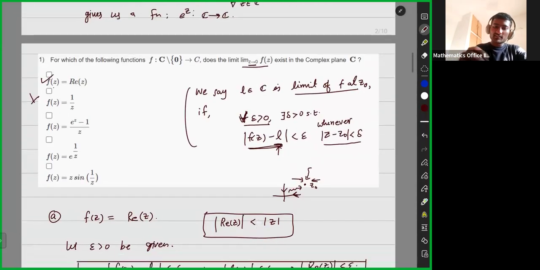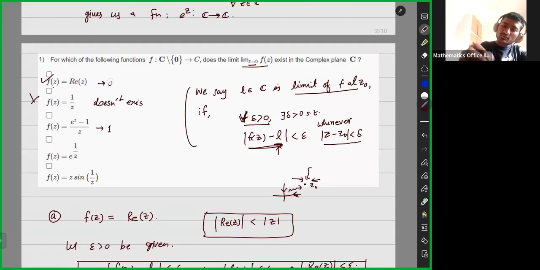So here it goes to one. Here it does not exist. Here it is going to zero.